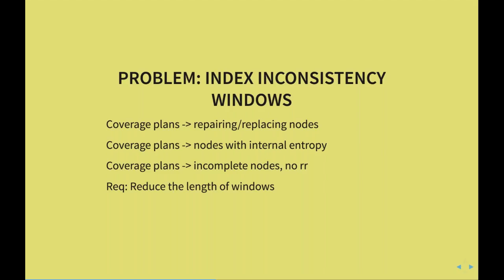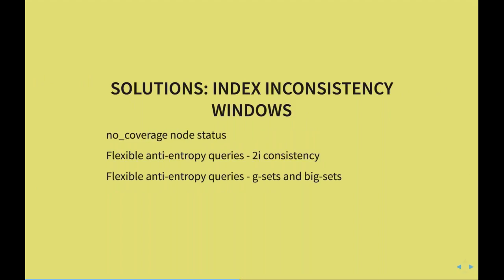So we can't necessarily stop these inconsistency windows, but potentially we can reduce the length of the windows as they occur. The solution we're looking at here is a way in which we can convert, through configuration, the status of a given node so that it won't participate in coverage queries. So if we know that a node is in a bad state, either because of an internal entropy issue or because it's part of a force replace, it can declare itself to be outside of the coverage plan, and therefore coverage plans will avoid it. So we'll avoid those inconsistency windows.